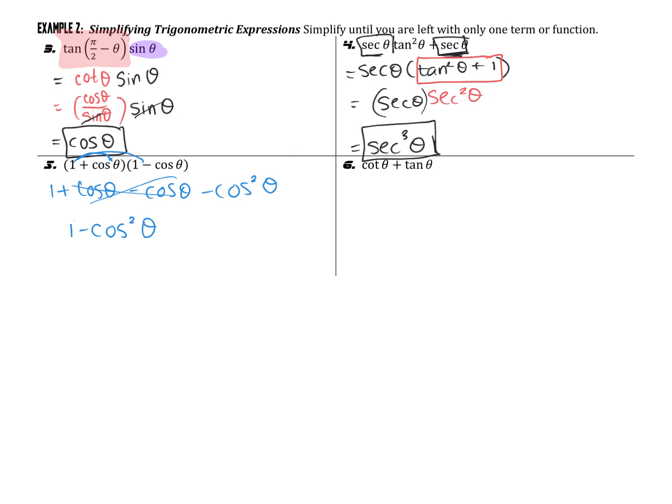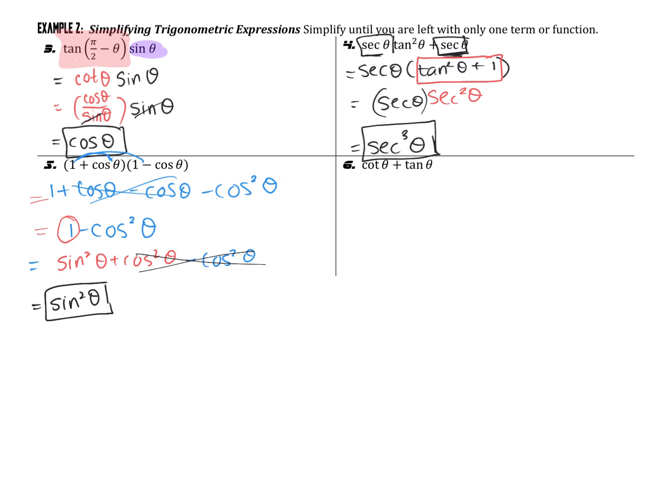Now, what do I know about 1? I know that 1 is equal to sine squared theta plus cosine squared theta minus the cosine squared theta that was already in this problem. And now, do you notice anything? These two terms are going to add to be 0. So what are we left with? We're left with just sine squared theta. Again, we have simplified down to one term.